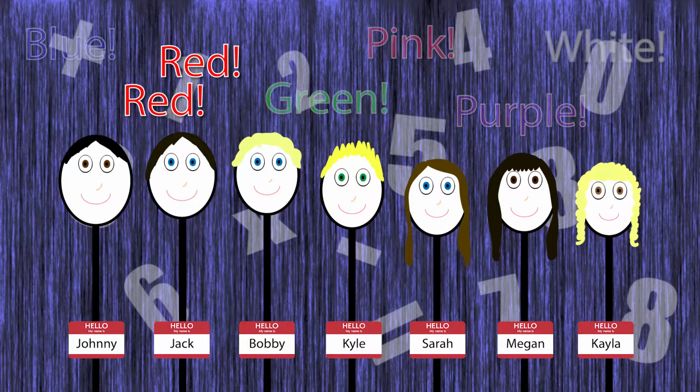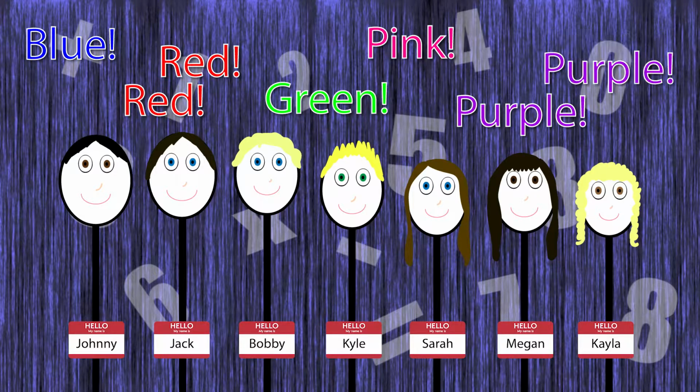You might be asking, what happens if we have more than one most popular answer? The answer is simple. Let's say Kayla changed her mind and changed her answer to purple. Now we have two popular colors with the same amount of responses. This just means that we have two modes. It's really as simple as that.